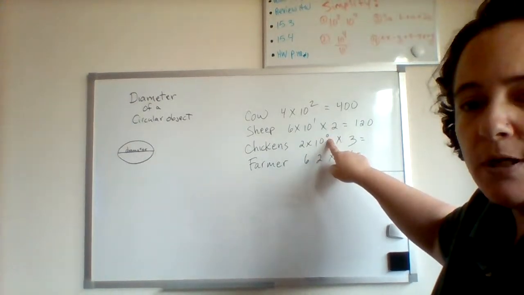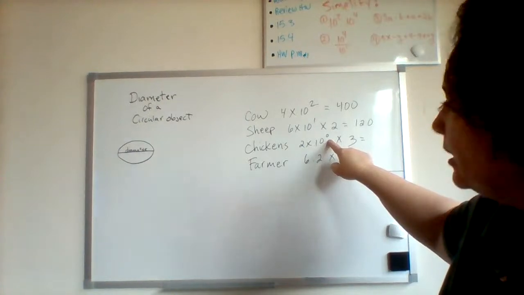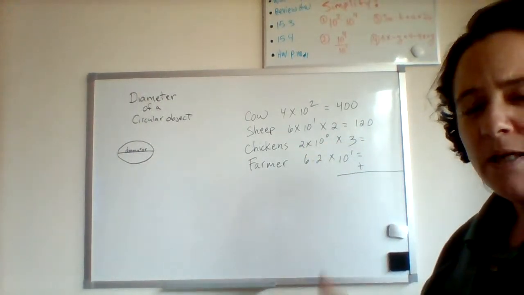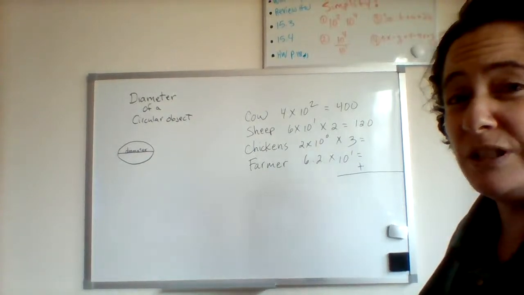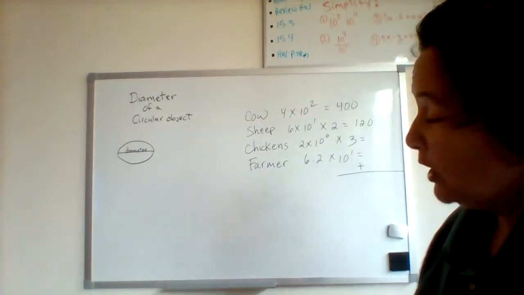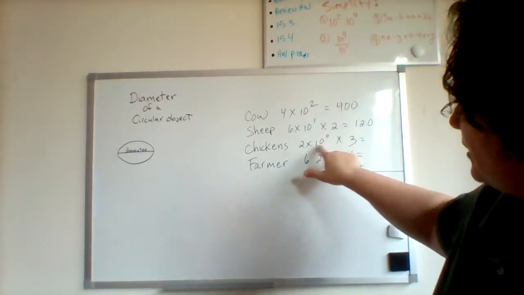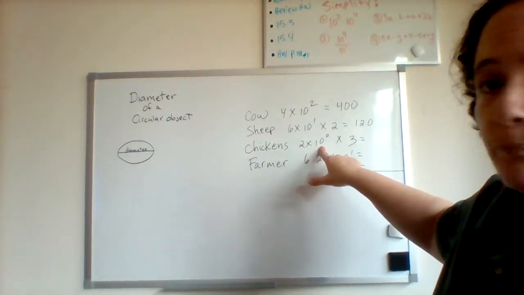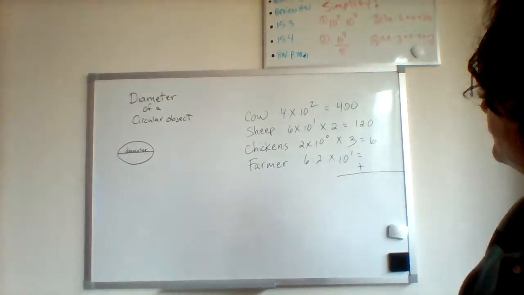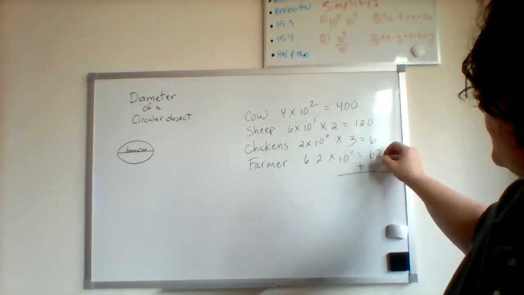Anything to the 0 power, hopefully you guys remember, is 1. Anything to the 0 power is 1. So this is like 2 times 1. And you might be saying, why? Well, a kilogram is actually really, really tiny. And chickens are tiny too. So 2 times 1 is 2. And then 2 times 3 is 6. 6.2 times 10 is just 62.